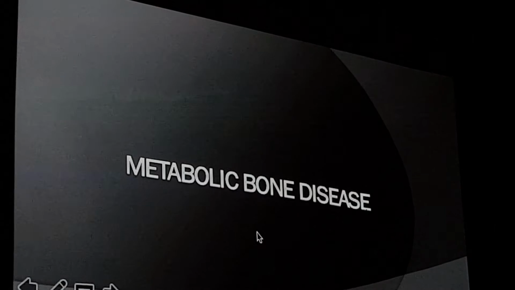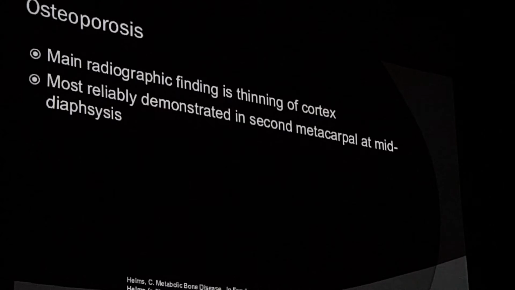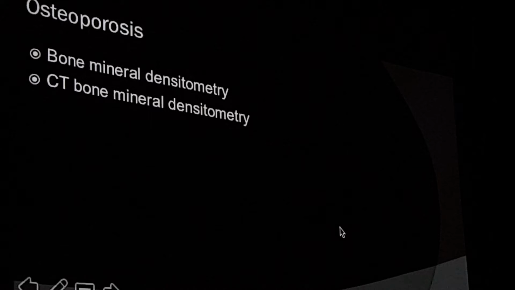So metabolic bone disease, just a brief run through, we have osteoporosis, which is most reliably demonstrated in the second metacarpal. But although we can see the changes by X-ray, X-ray is not the primary modality to diagnose osteoporosis. When we diagnose osteoporosis, we use bone mineral densitometry, which is done by nuclear medicine, or CT bone mineral densitometry, which we do. But we can't do it in all institutions because we don't have the software required.